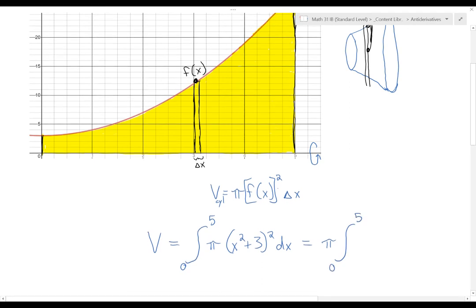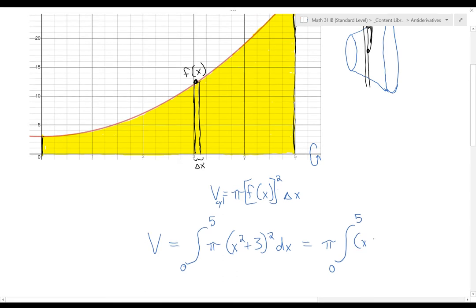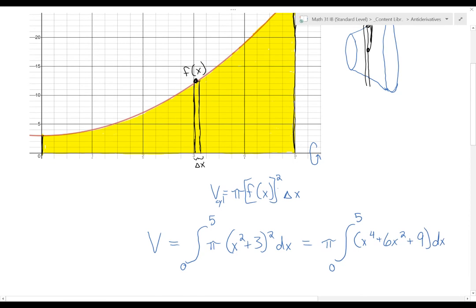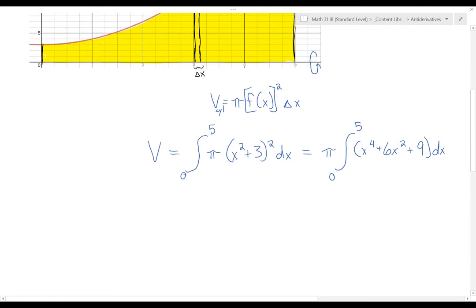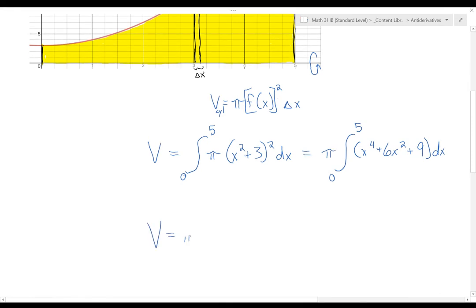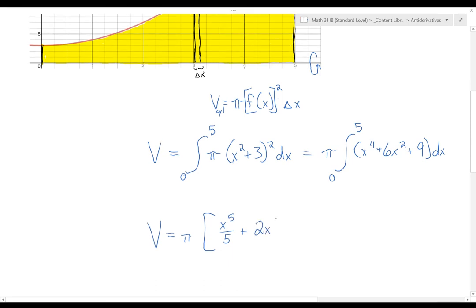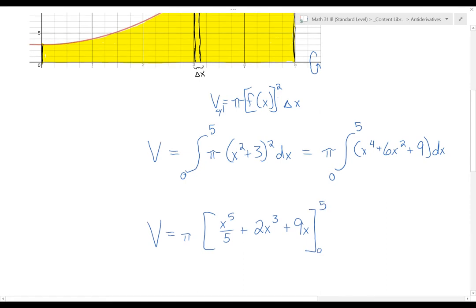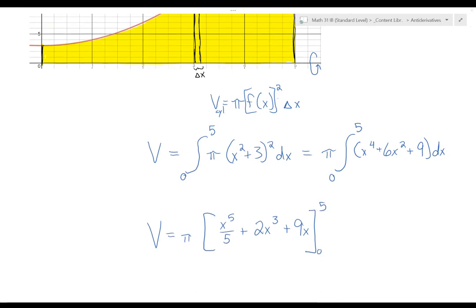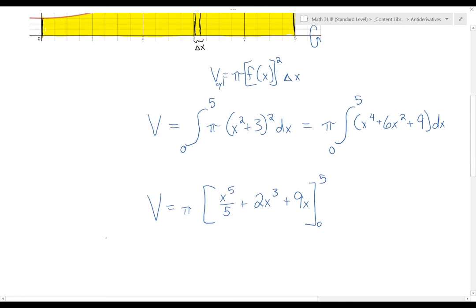So I can tidy this up a little bit before I integrate. I'm going to pull the pi out front because it's just a real coefficient. And I am going to square that binomial because that's going to make integrating it a little bit easier. So I have x to the power of 4 plus 6x squared plus 9 dx, which means that when I integrate this, the volume is pi times x to the power of 5 over 5 plus 6x cubed over 3, so that's just going to be 2x cubed, plus 9x evaluated between 0 and 5.